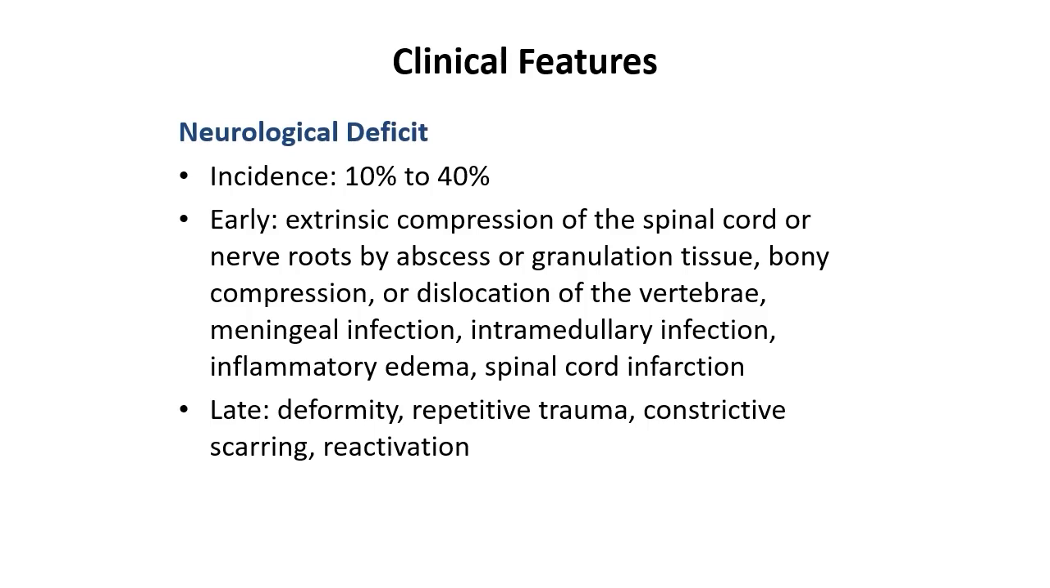The neurological deficits occurring in spinal TB have traditionally been classified as early onset, which occur during the active phase of the disease, typically during the first 2 years, and late onset, which can occur many years later and even after successful treatment of the acute phase of the disease. In the active disease phase, neurological deficits are thought to be produced by extrinsic compression of the spinal cord or nerve roots by the abscess or granulation tissue, bony compression, or dislocation of the vertebrae.